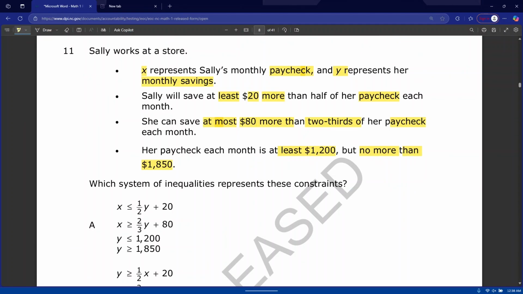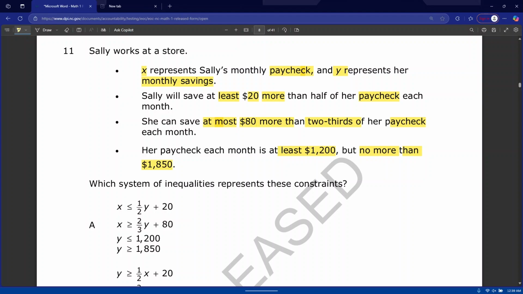11. Sally works at a store. X represents Sally's monthly paycheck and Y represents her monthly savings. Sally will save at least $20 more than half of her paycheck each month. She can save at most $80 more than 2/3 of her paycheck each month. Her paycheck each month is at least $1,200, but no more than $1,850. Which system of inequalities represents these constraints?